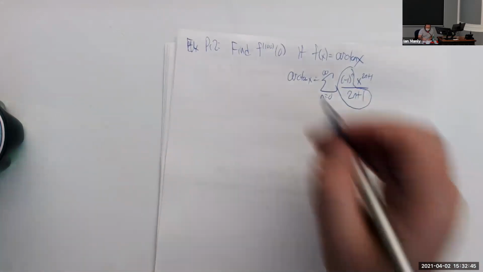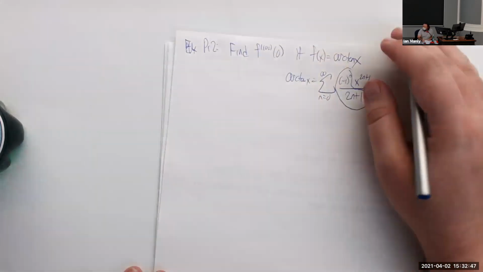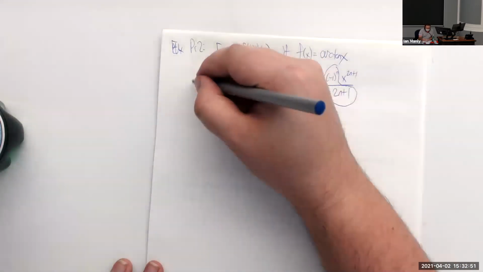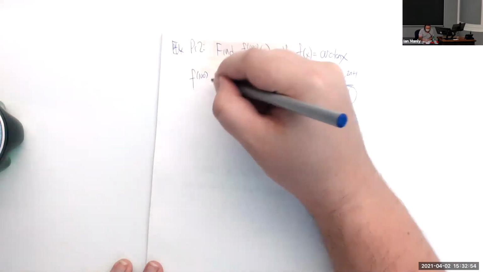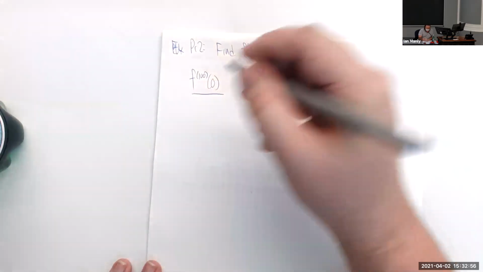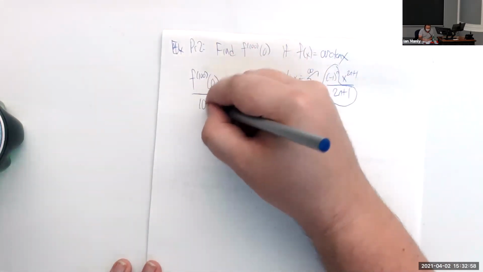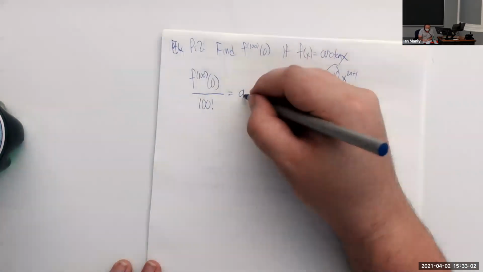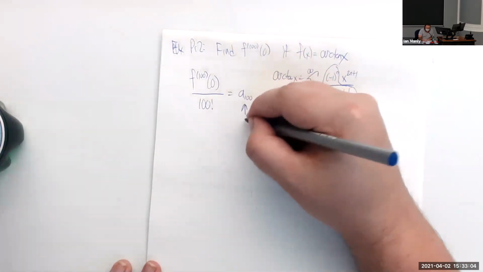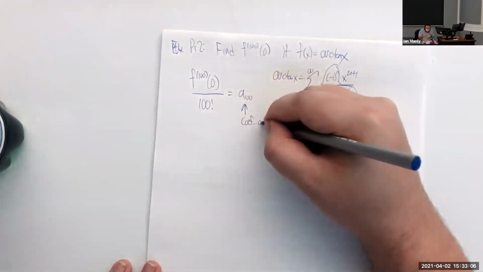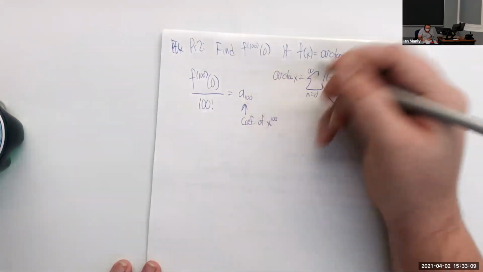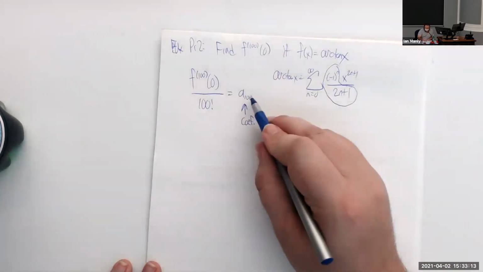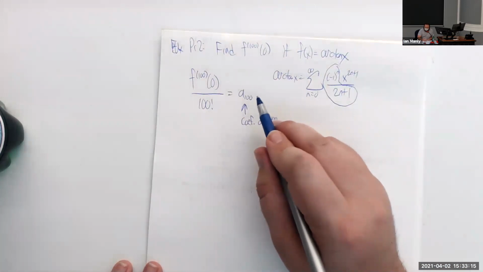So in this problem, we want to find the 100th derivative of this function at 0 right here. According to the Taylor coefficient formula, the 100th derivative at 0 divided by 100 factorial is a sub 100. And remember what this number is. This is the coefficient of x to the 100 in our series, right? So whatever this number is, it's the number that's next to x to the 100 here.